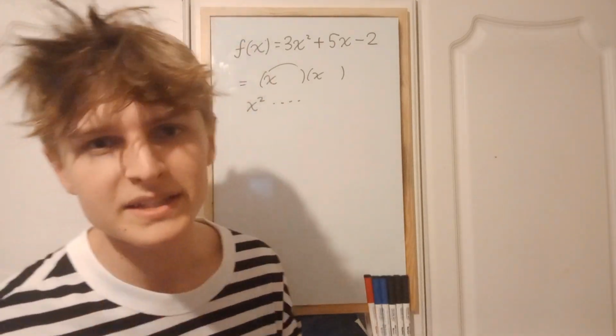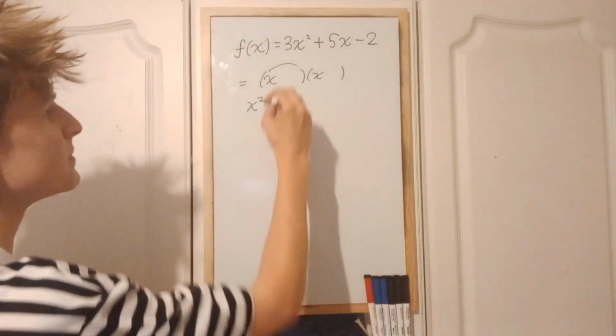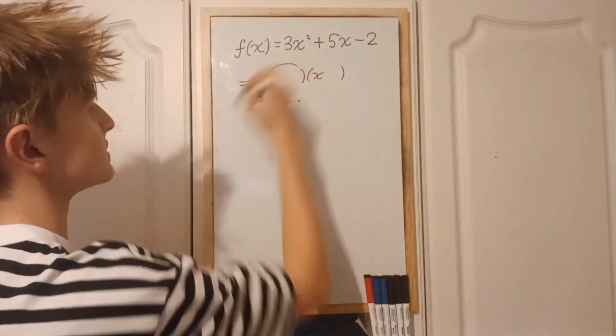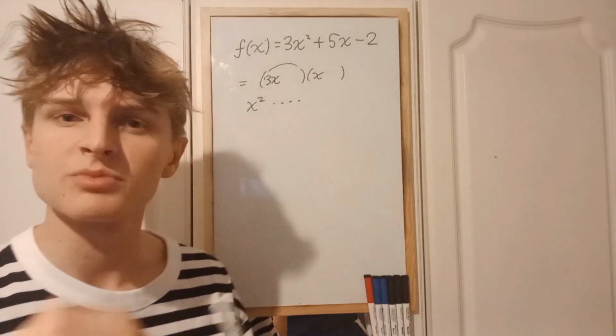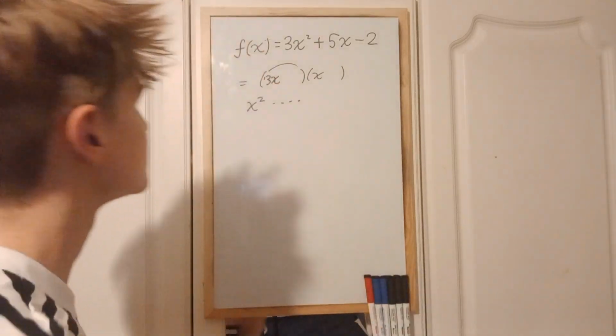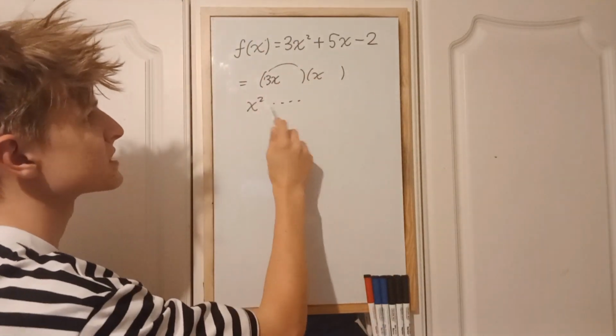But there's an easy fix. If instead we try and write one of these linear factors here as 3x plus something times x plus something, this problem will disappear because when we expand this we'll get a 3x squared and dot dot dot.